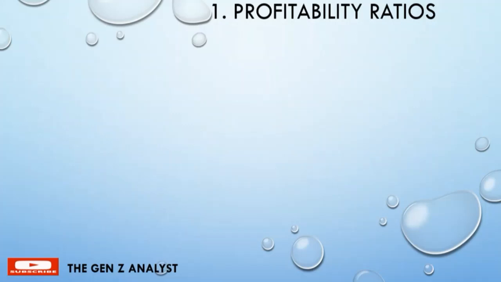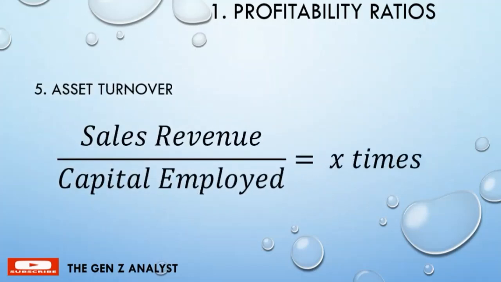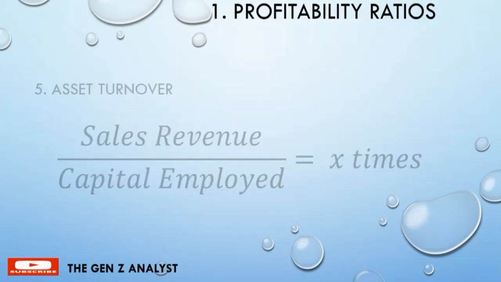All right. Now we go to the fifth one, which is asset turnover. So the asset turnover ratio is calculated by sales revenue divided by capital employed, and we are talking about how often we are using our assets to generate revenue. So the higher the value, the better.